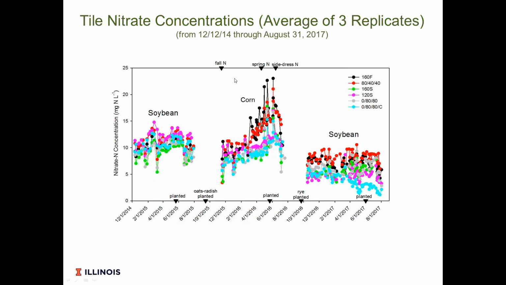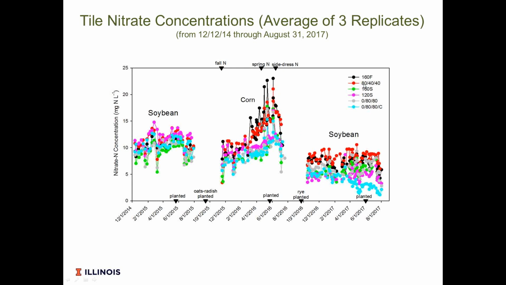So now we add the third year of data. You've seen these two, and now here is the next year. And again, you can see here's the cereal rye effect on the light blue dots. The cereal rye planted here, and sure enough, now we're down to about 1 part per million. But all the plots are a little lower than they were, so our trajectory is going down. That's good. But interestingly, the plots that had fall N on continue to have the highest tile nitrate throughout the next growing season. And I was quite surprised by that.